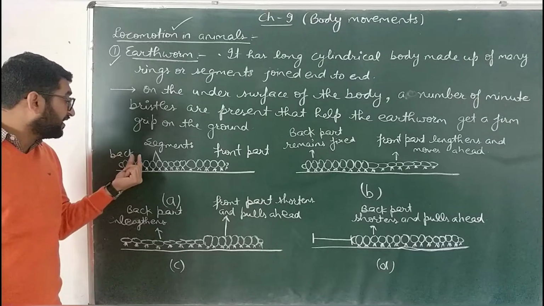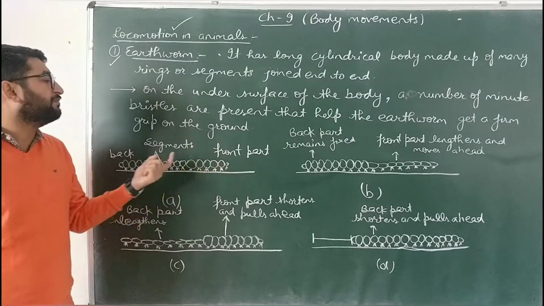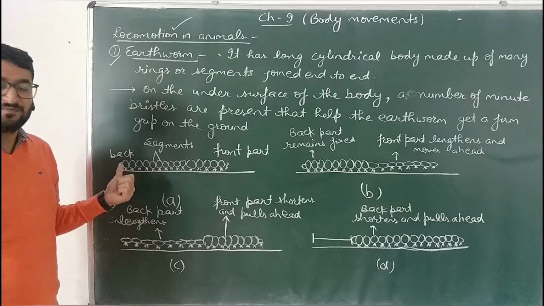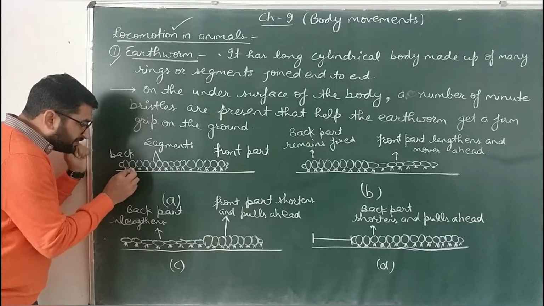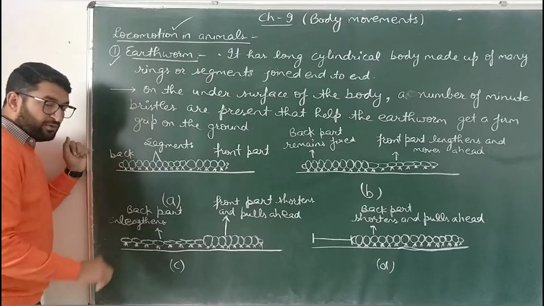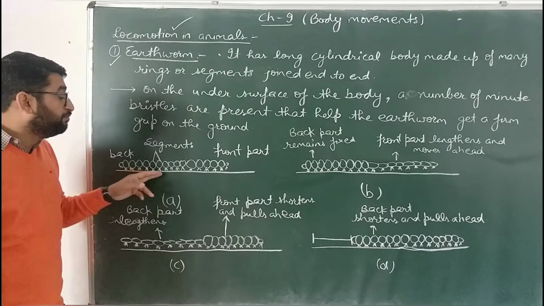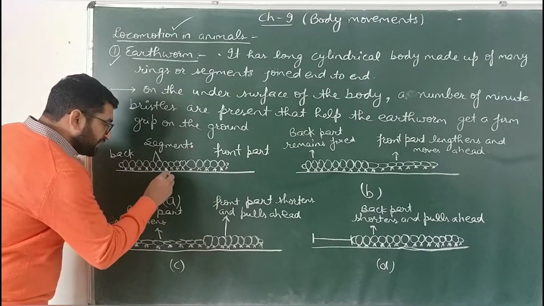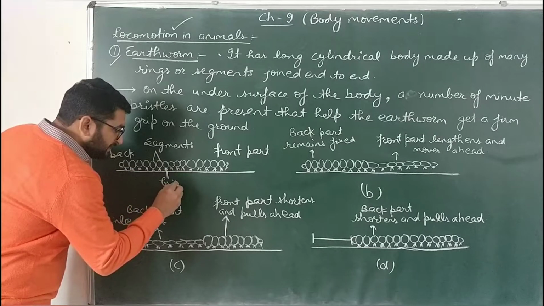So these cylindrical segments will form the body of an earthworm. Then on the inner surface on the outer sides, there are certain bristles present. These structures which are represented in this diagram are the bristles.